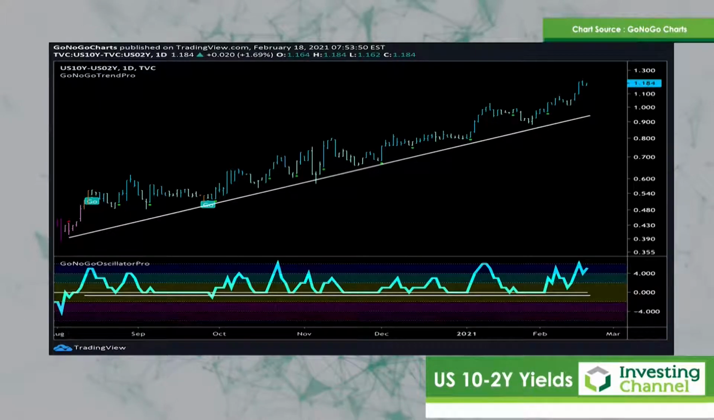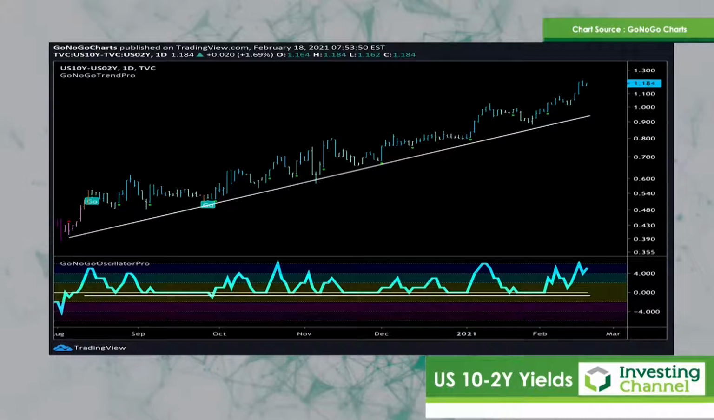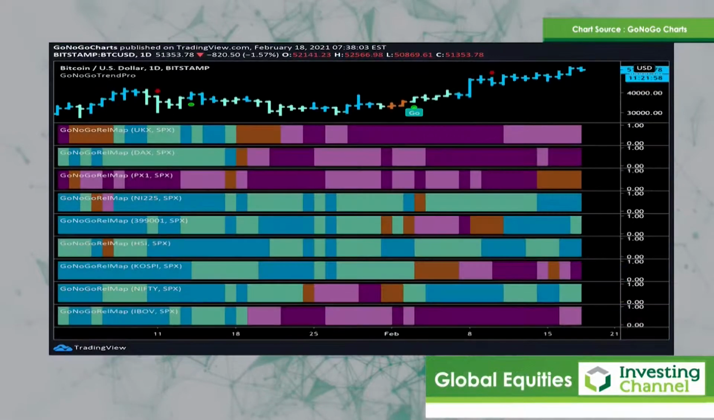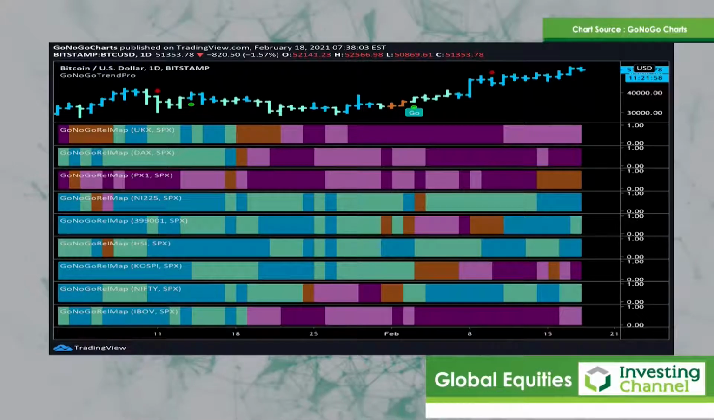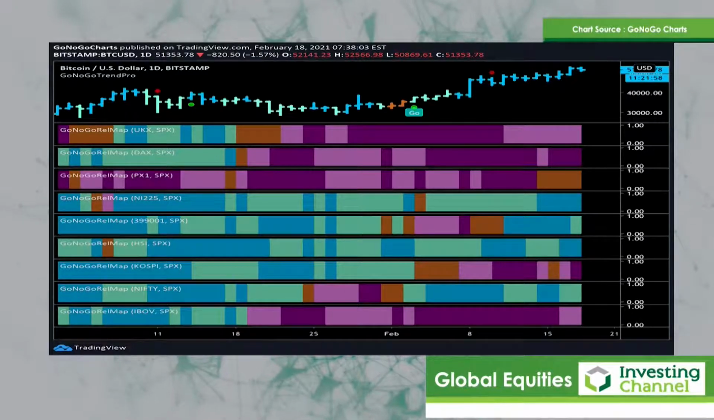So that being said, if there's a tailwind for equities based on the rising Treasury spread, let's look to equities. But should we stay with domestic US equities, or should we look for opportunities around global equities? So this second chart is a heat map showing the relative trends of the major indices using the S&P as a base.